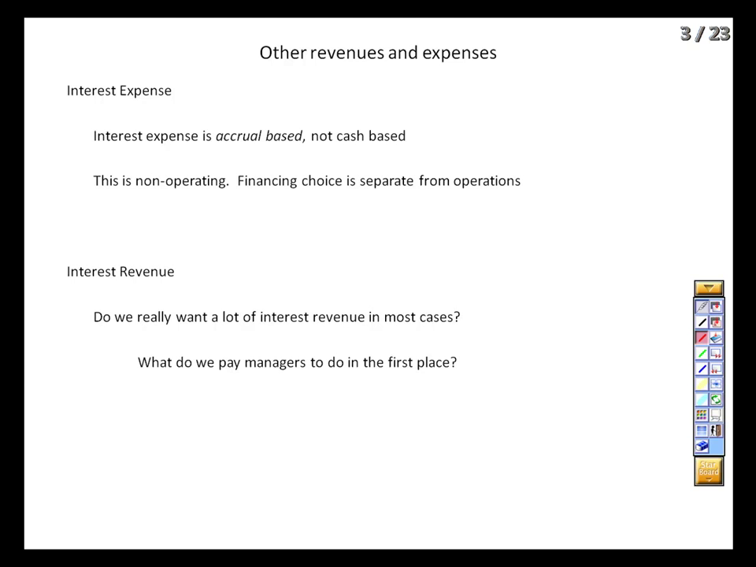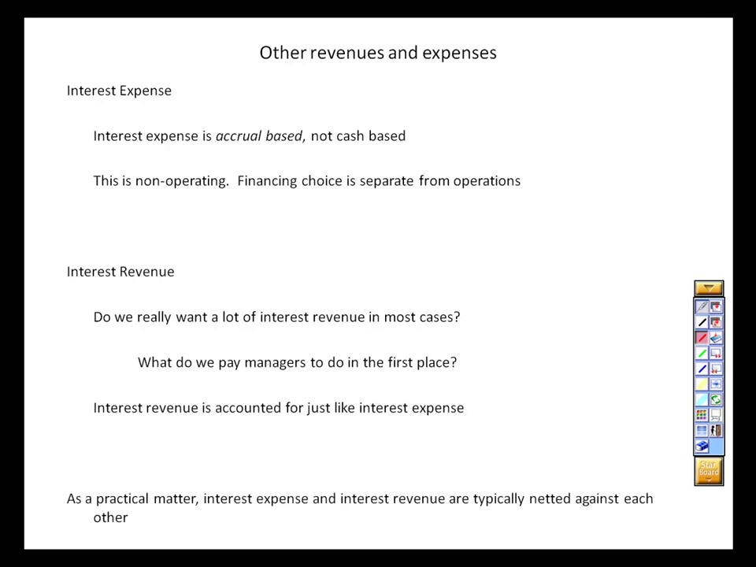From an accounting standpoint, we calculate interest revenue the same way we did our interest expense. If the loan carries a premium or a discount, we'll amortize it just like we did our bonds. As a practical matter, in most cases, we can just squish interest revenue and interest expense together and report a single net number.